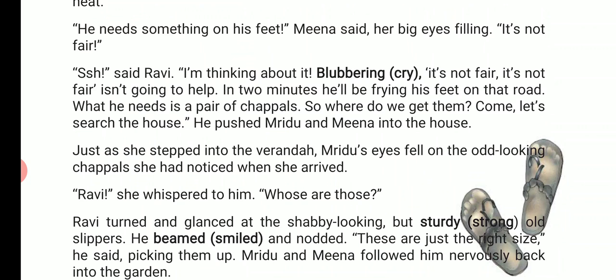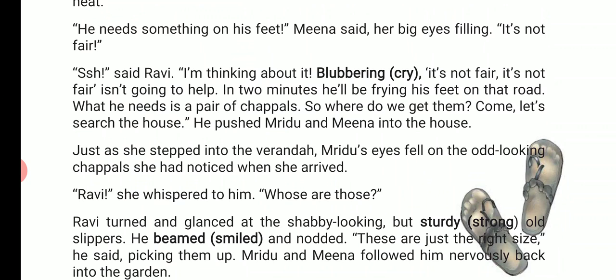It's not fair, it's not fair, it's not going to help. In two minutes he will be frying his feet on that road. What he needs is a pair of chappals. So where do we get them? Come, let's search the house. He pushed Mridu and Meena into the house.